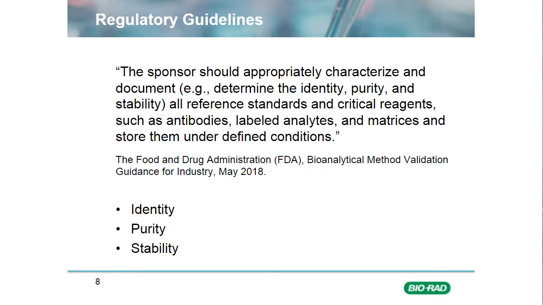So what does the regulator expect with regards to critical reagents? According to the FDA's Bioanalytical Method Validation Guidance for Industry from 2018, the sponsor should appropriately characterize and document, e.g. determine the identity, purity and stability, all reference standards in critical reagents, such as antibodies, labeled analytes and matrices, and store them under defined conditions. So within this, I really want to pull out identity, purity and stability and align them with the 5 points covered in this talk.